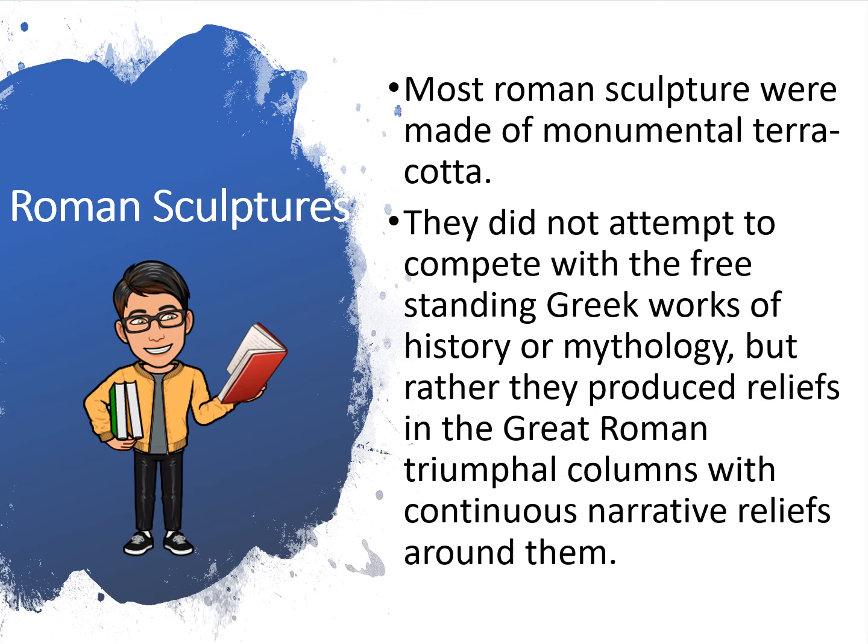Next is Roman sculptures. Most Roman sculpture were made of monumental terracotta. Pag sinabing terracotta, ito ay ceramic. Yung terracotta, it is a pottery or ceramic na inexpose into heat. Monumental terracotta, they did not attempt to compete with the freestanding Greek works of history or mythology, but rather they produced reliefs in the great Roman triumphal columns with continuous narrative reliefs around them.